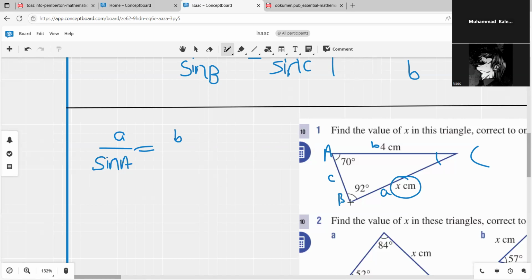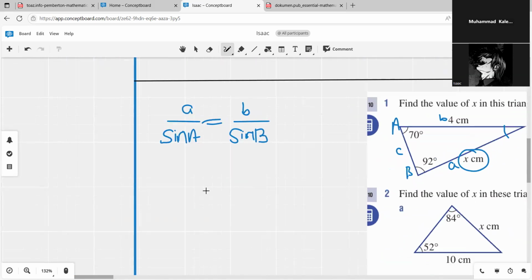We are not given side C or angle C. So sine, and in the denominator, it will also be sine B. And make sure that if we took the side in the numerator for the first fraction, we have to do the same thing for the second fraction. Now this formula will be used, so we will find the answer.